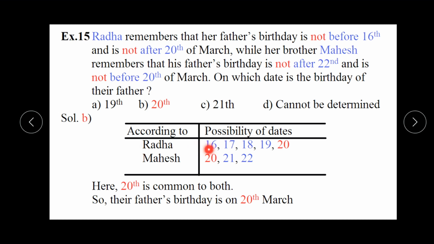So according to Radha, the possible dates are 16, 17, 18, 19 and 20. While her brother Mahesh remembers that his father's birthday is not after 22nd. Is not after, it means up to 22nd it can be. And is not before 20th of March. Not before 20th, it means it can be on 20. So according to Mahesh, the possible dates are 20, 21 and 22nd. In both we check that 20 is common. It means on the 20th of March their father's birthday is.